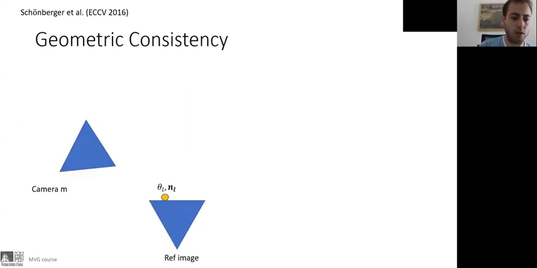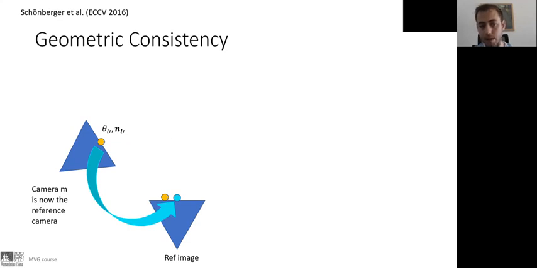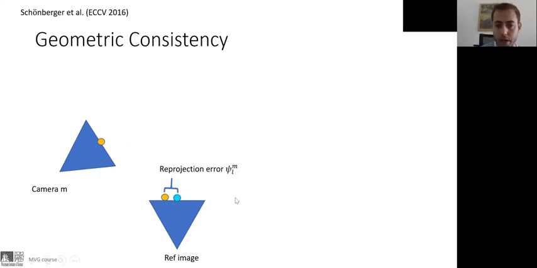Okay, another prior is geometric consistency. Until now, we talked about a reference image where I want to predict its depth and normal. Using this, I can map this pixel to its corresponding pixel in camera M. But then I can use camera M as my reference camera, and calculate theta L prime and NL prime for this point. Then I can map it back to the reference image and measure this reprojection error psi. So if everything is correct, I expect to get a small reprojection error, and a large reprojection error if it's not correct.